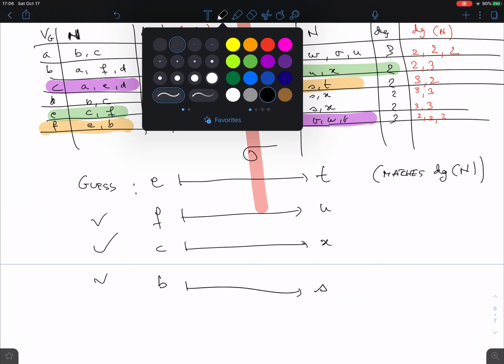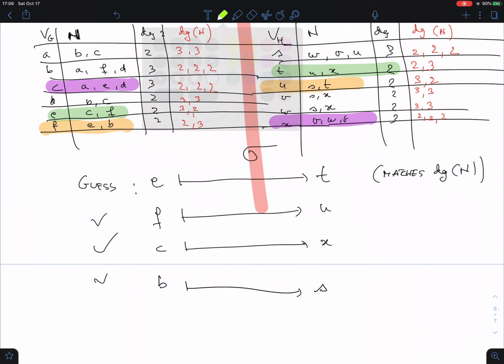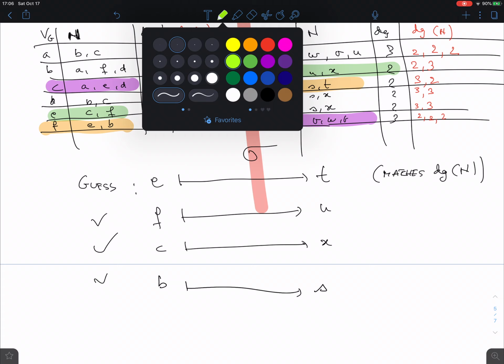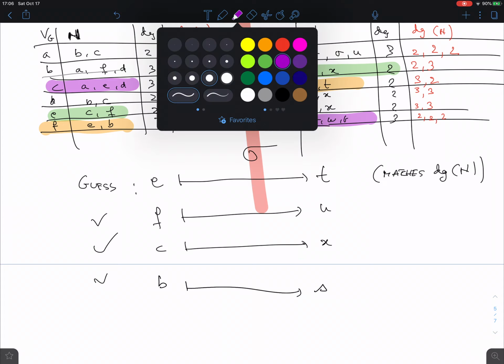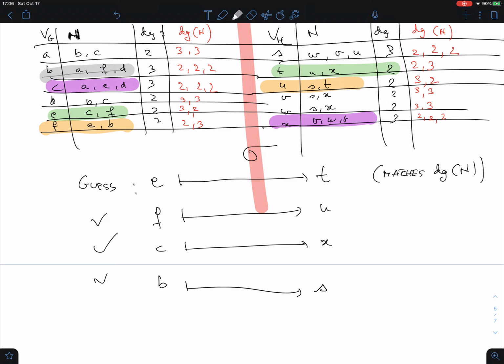So again, with my colors, I'll take green. I did that already. What can I take? Gray. So B has to go to S. Okay. So only A and D have to be somehow matched, right? And how, I don't know yet.